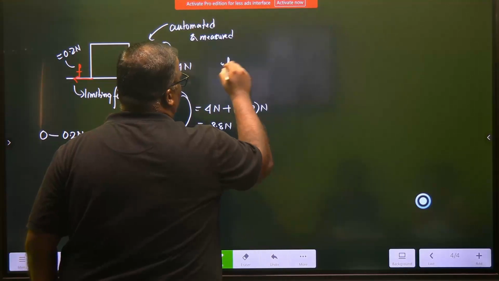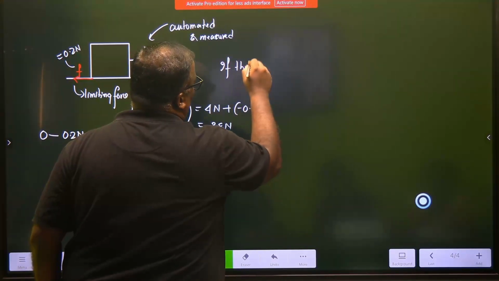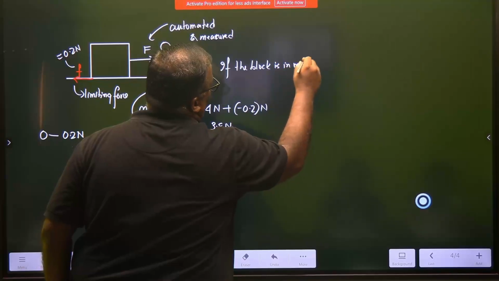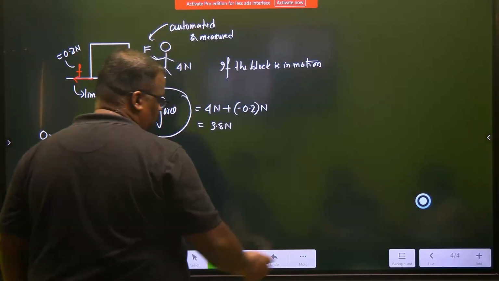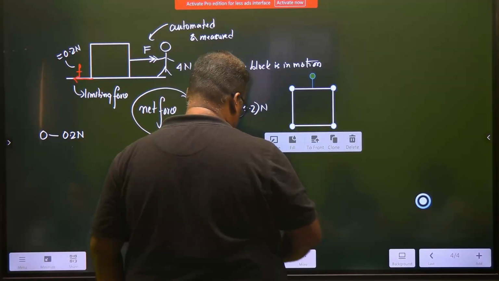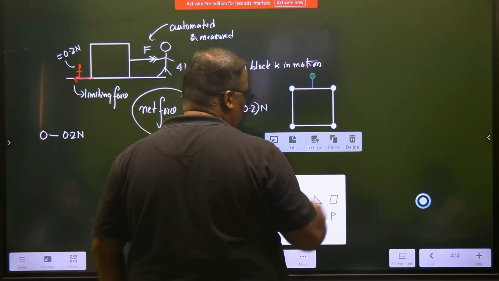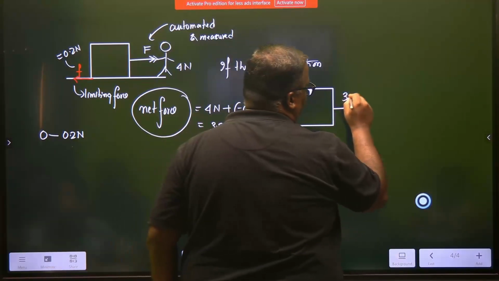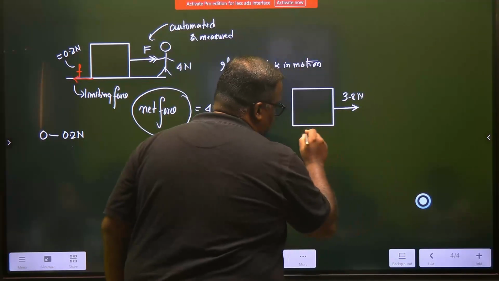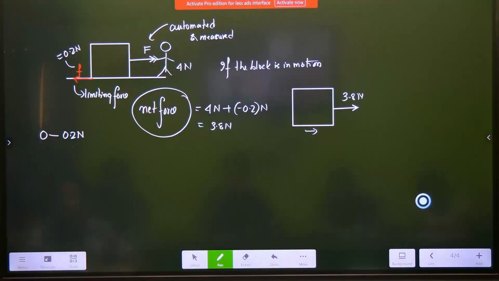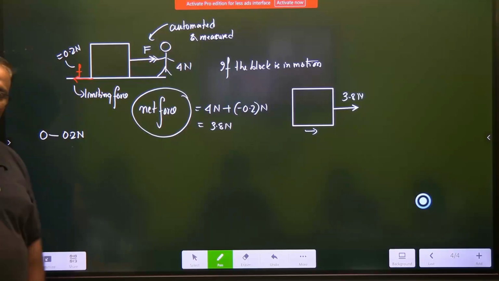If the block is in motion, then one thing is for certain, that the block is experiencing a net force, and this net force is how much beta? This is 3.8 Newton, and in this case there will be a motion in this block. Is that clear to you? Balanced force, have you understood?